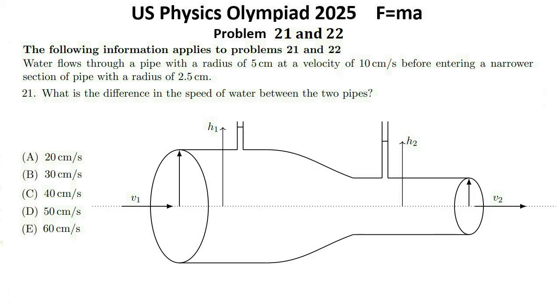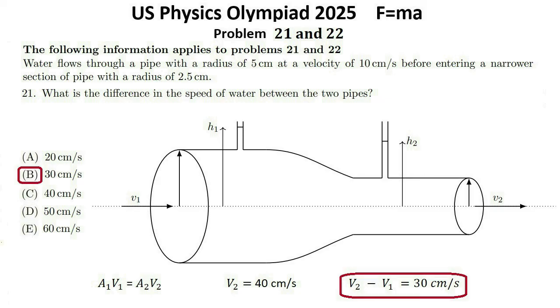Solution to problem 21. We assume that water is incompressible. Therefore, A1V1 is equal to A2V2. Here, A1 and A2 are the cross-sectional areas, related as the squares of the radii. Then V2 will be 40 centimeters per second. And the difference V2 minus V1 will be 30 centimeters per second. This is answer B. And this is the solution to problem 21.